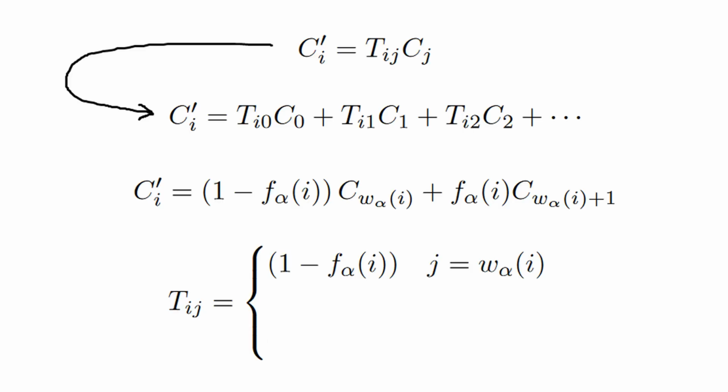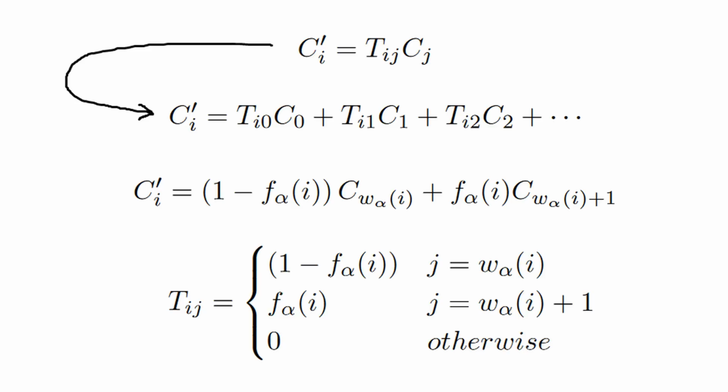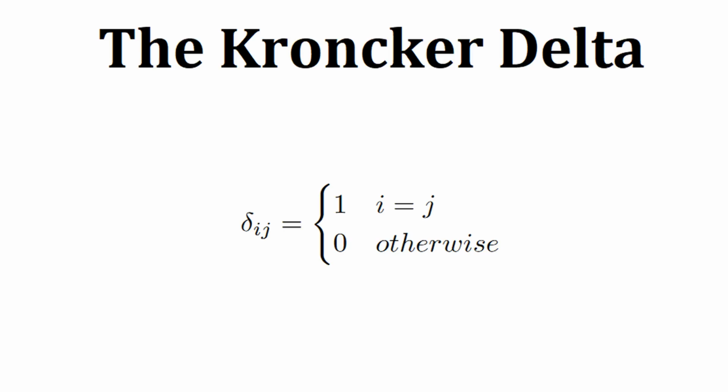The same also applies for w of I plus 1, and for all other values of j, it is 0, as the interpolation happens only between these two pixels. Let's now introduce some new notation, the Kronecker delta.